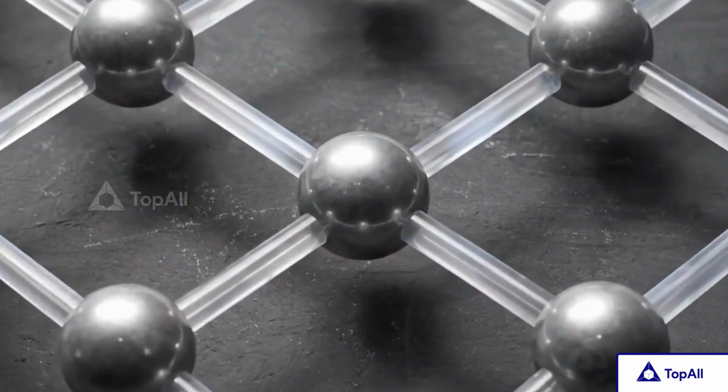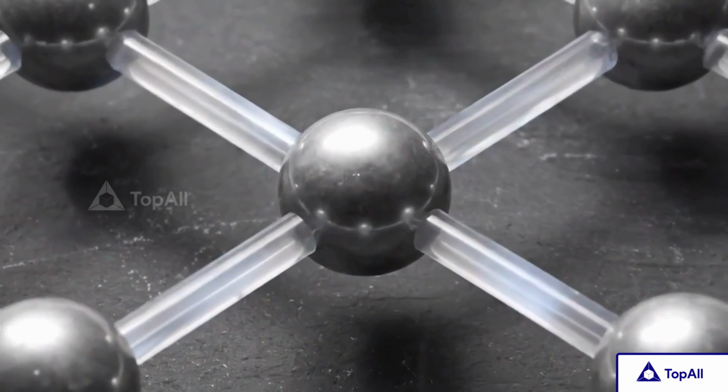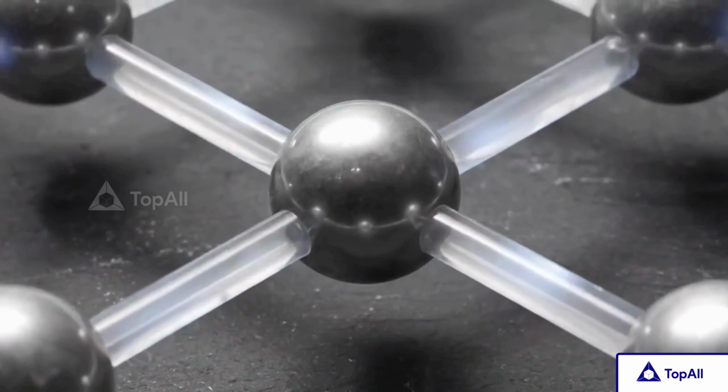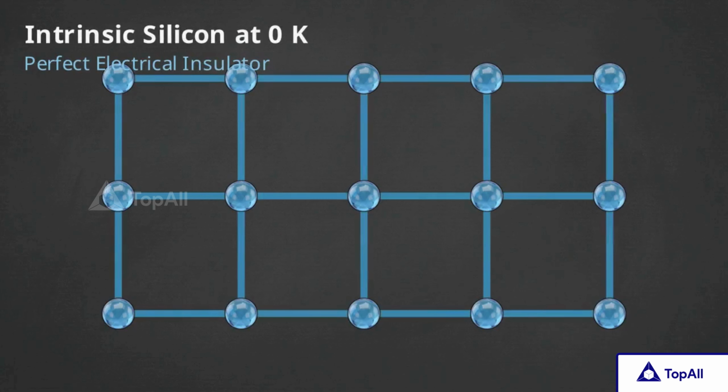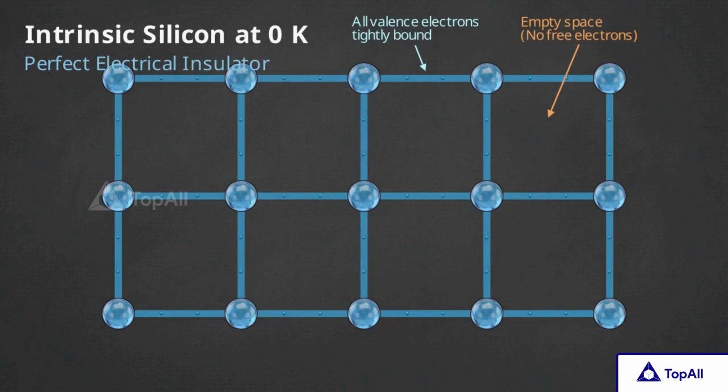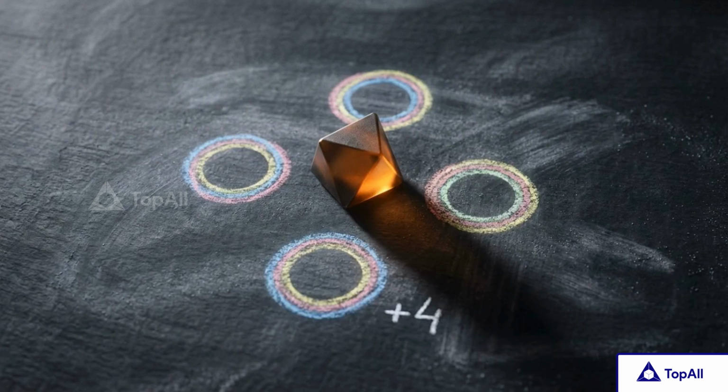At absolute zero, a pure silicon crystal is completely locked down. Every single atom is fixed into a rigid, diamond-like geometric grid. In this state, there are no loose particles to carry an electrical current, making the material a perfect electrical insulator. That rigidity comes directly from covalent bonds.